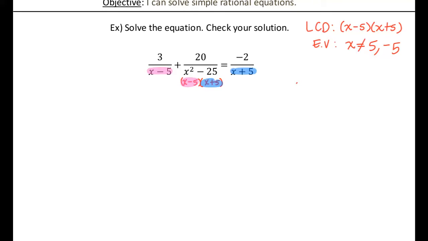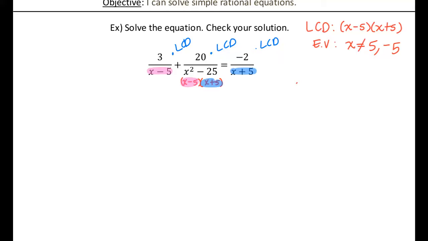Alright, so once you have the LCD and excluded values, remember the second step is to multiply everything by the LCD. Multiply all three fractions by the LCD, but instead of me writing x minus 5, x plus 5 on the side every time, I'm just going to have you look at the fraction and look at the LCD.